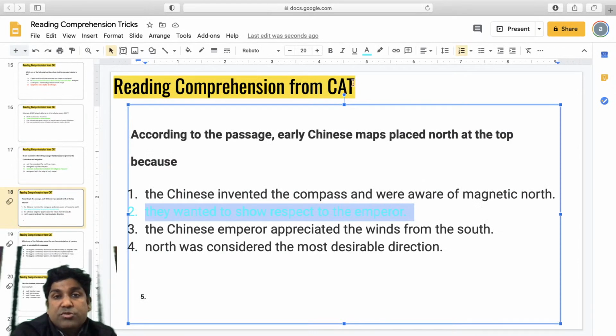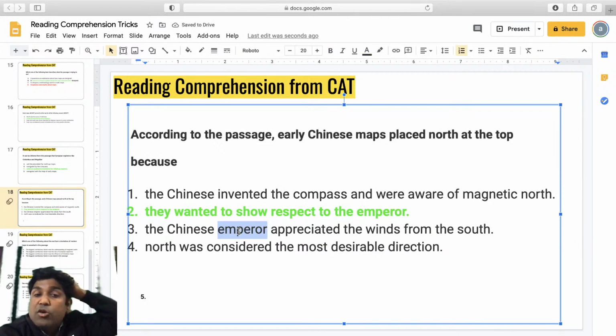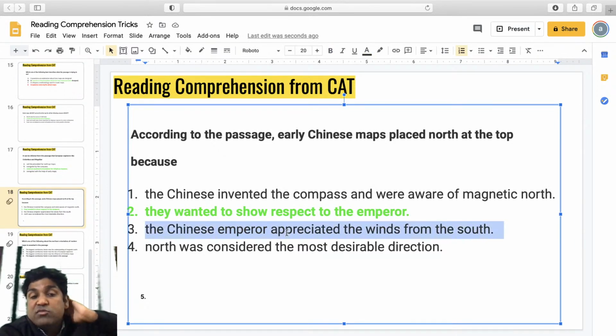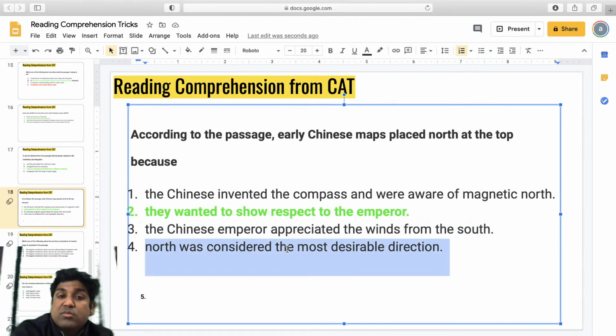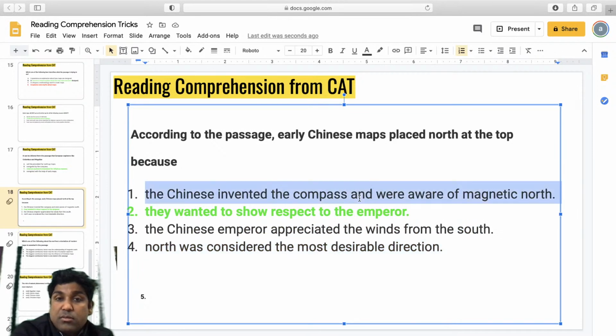They wanted to show respect to them. Chinese emperor. So look at what kind of funny options they form. The Chinese emperor appreciated the winds from the south. North was considered the more desirable direction. Chinese invented maps, but it was always pointing towards south.